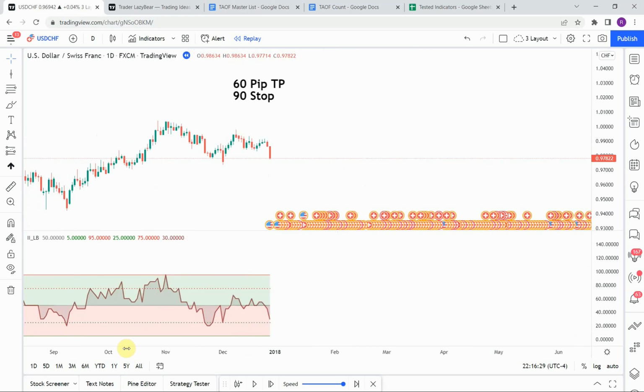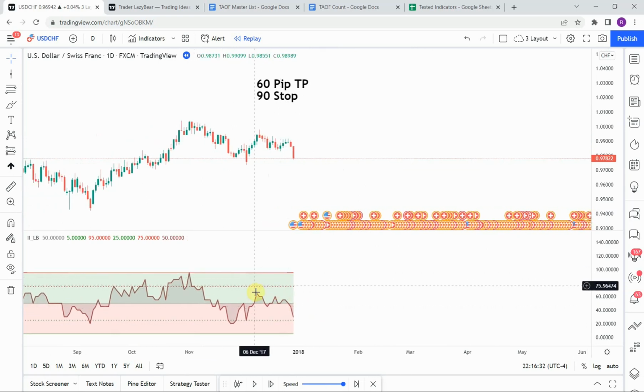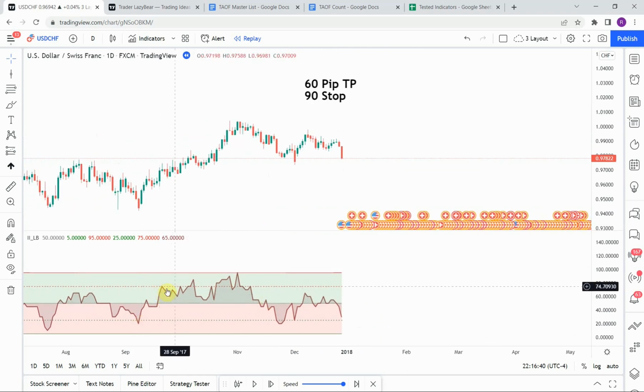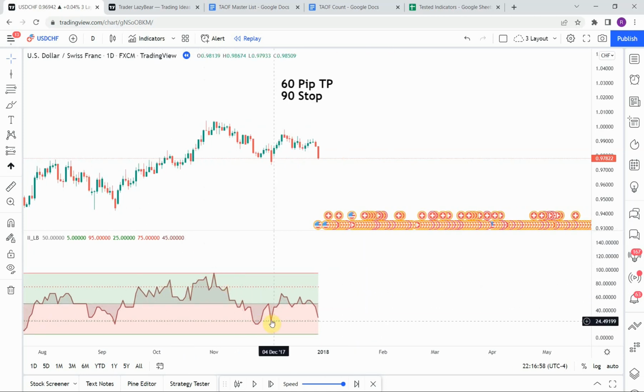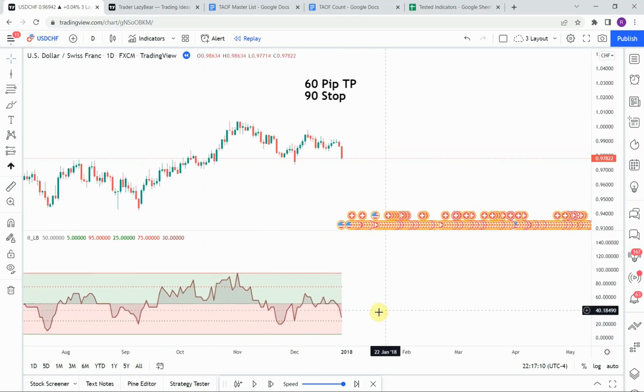The other way that you can use this is the dotted lines here at the 75 mark and the 25 mark. The creator said that when the oscillating line crosses up above that dotted line and is still below the 95 level, that is a sign of momentum in the market, momentum to the upside, to the long side. And when it crosses down below that dotted line at the 25 level and hasn't broken below the 5 level, then that is momentum to the downside, to the short side.